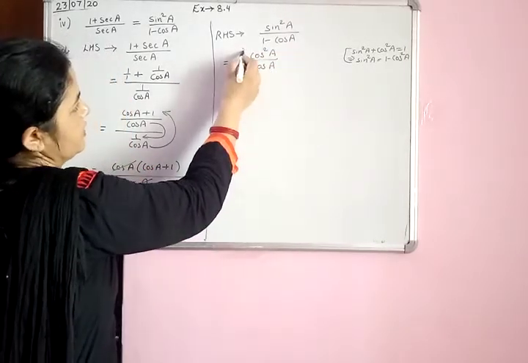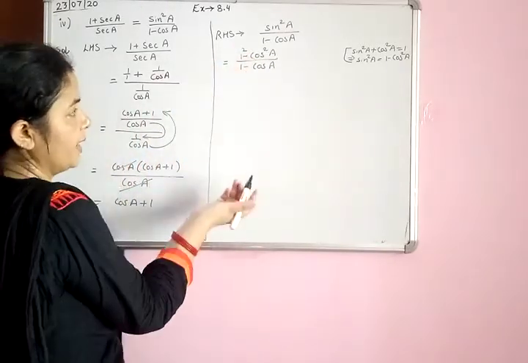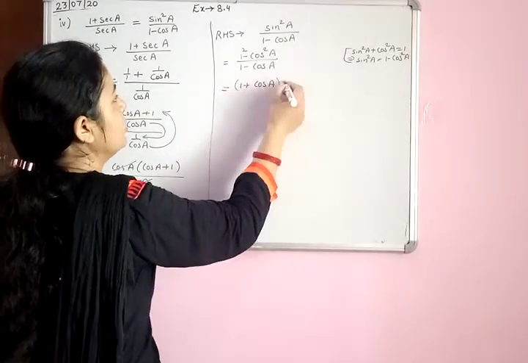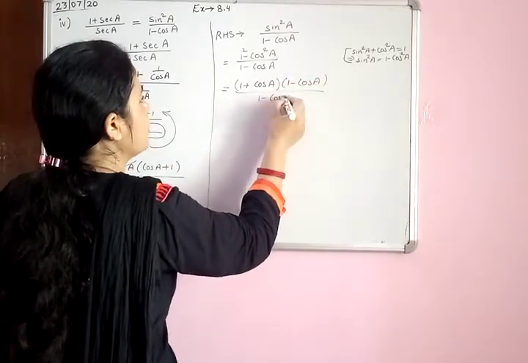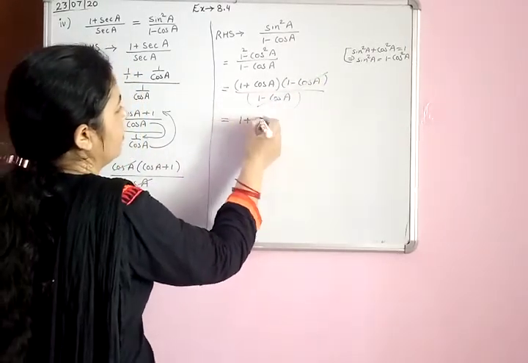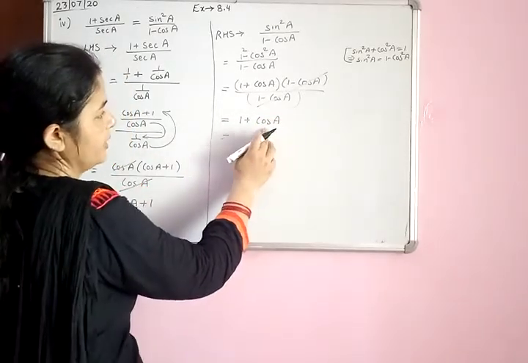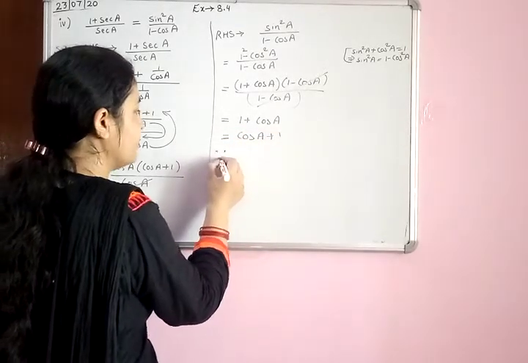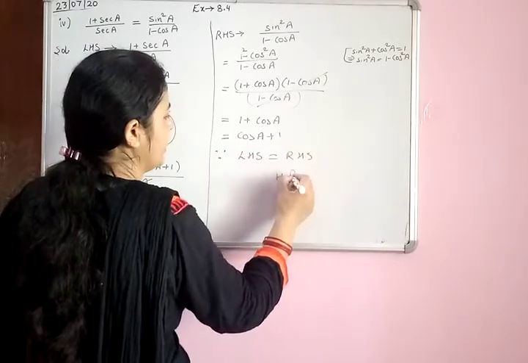Now I can write this 1 as 1 square. Here I can use the identity A square minus B square is A minus B into A plus B. So we have (1 plus cos A) into (1 minus cos A) upon (1 minus cos A). So 1 minus cos A, 1 minus cos A cancel. So we have 1 plus cos A. Left hand side is cos A plus 1 and right hand side is 1 plus cos A; I can arrange the terms. Since left hand side is equal to right hand side, hence proved.